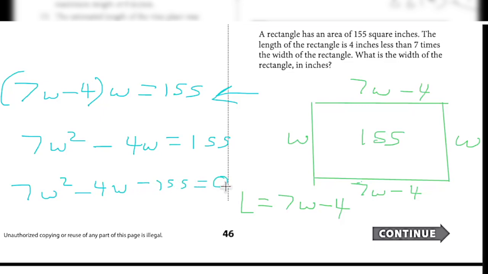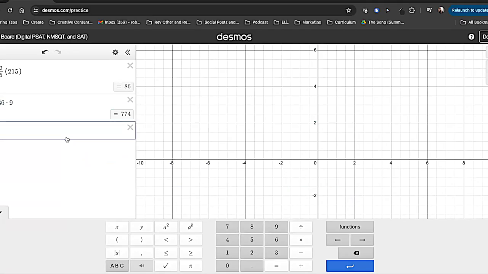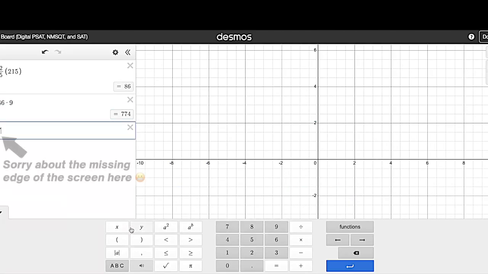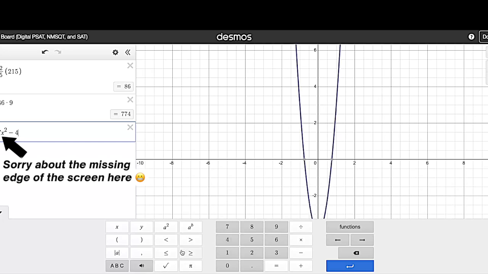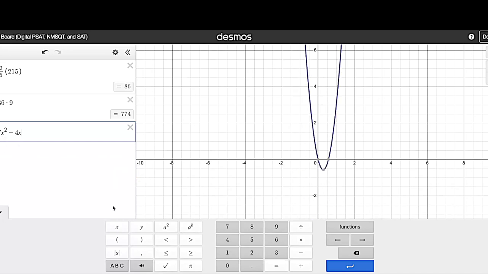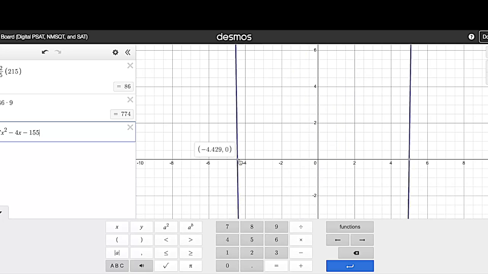And I don't like how big these numbers are, so I'm just going to put that into Desmos. And of course, we're going to change W to X. So 7X squared minus 4W, or 4X, minus 155. It always has to be the positive, and the answer is 5.